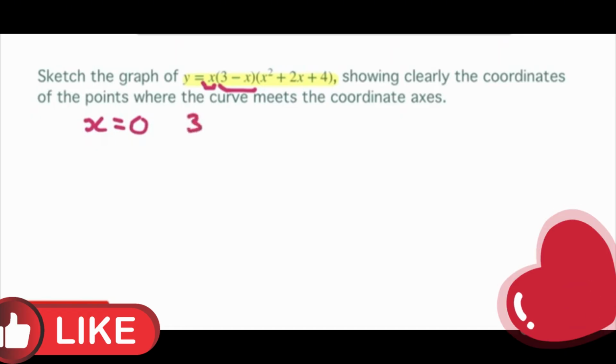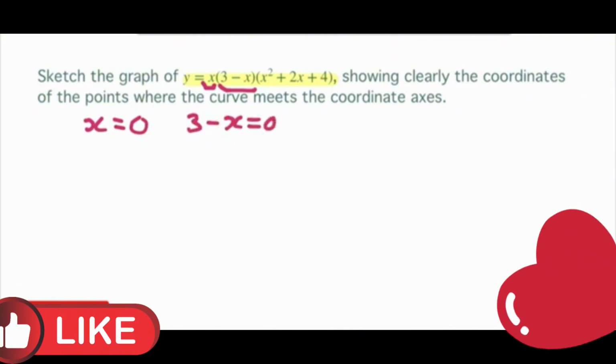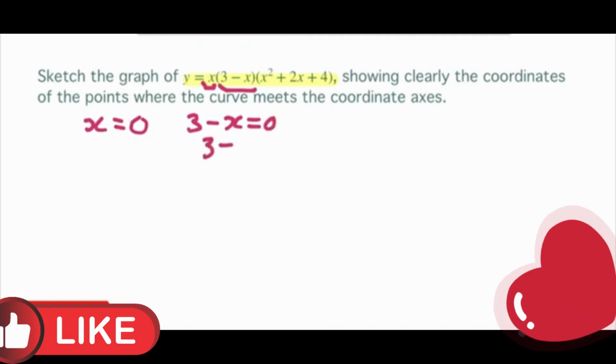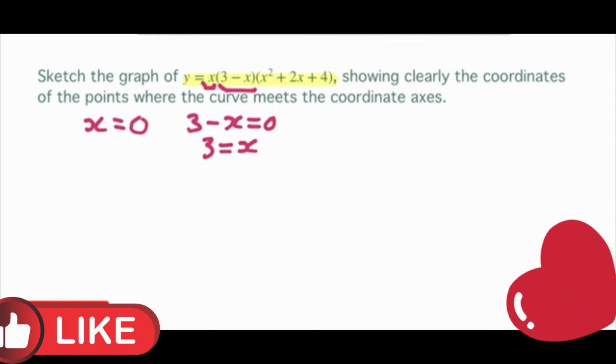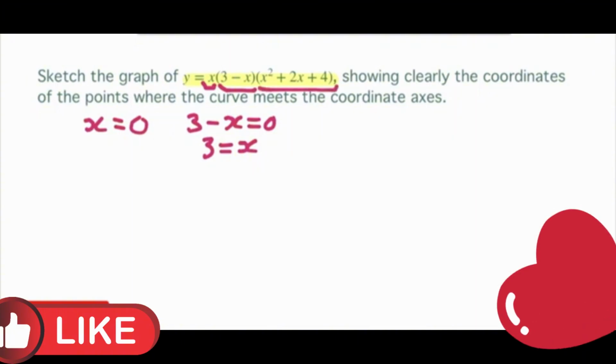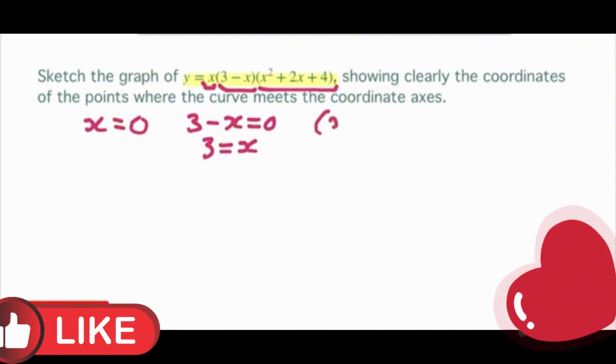So if we say that 3 minus x is equal to 0, and if we add x to the other side we get 3 is equal to x, or of course we could write that as x is equal to 3. If we move on to our quadratic there, we're going to want to factorise that to find our roots. And if we factorise this final quadratic, we get in double brackets x plus 2 and another x plus 2.